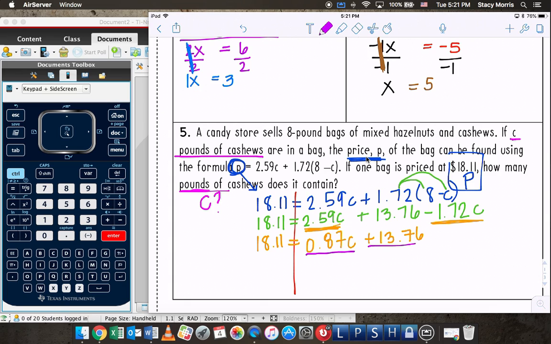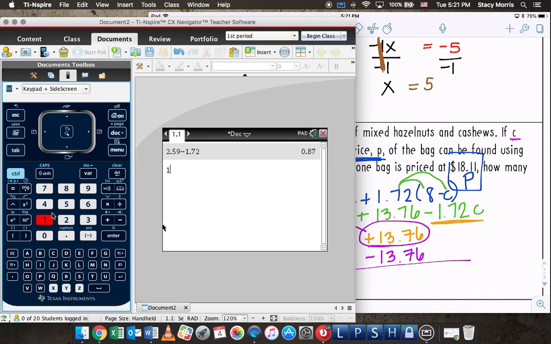So this 13.76, I need to move to the other side. So I'm going to do the opposite, which is subtract $13.76. So subtract $13.76. Okay, so I'm going to do that math. I'm going to use my calculator to do this. $18.11 minus $13.76 is going to be $4.35.